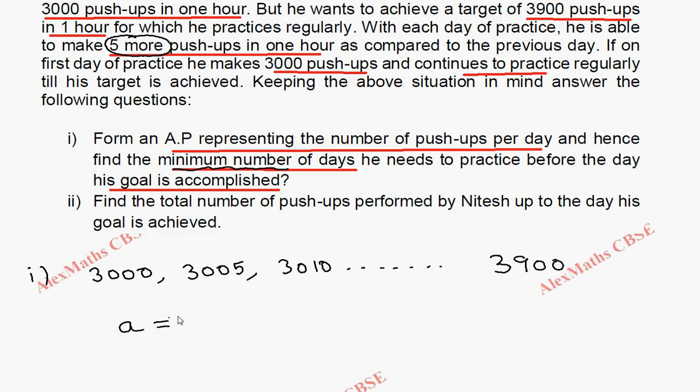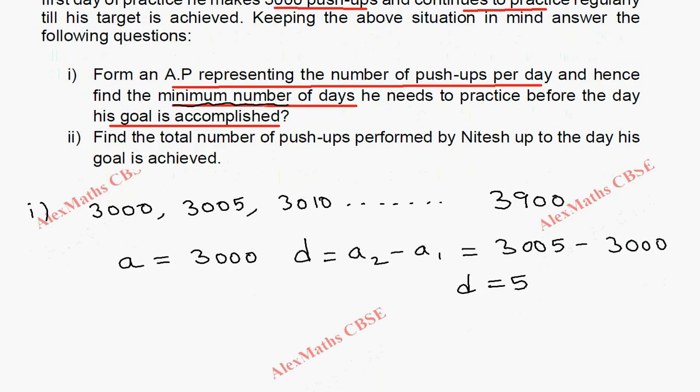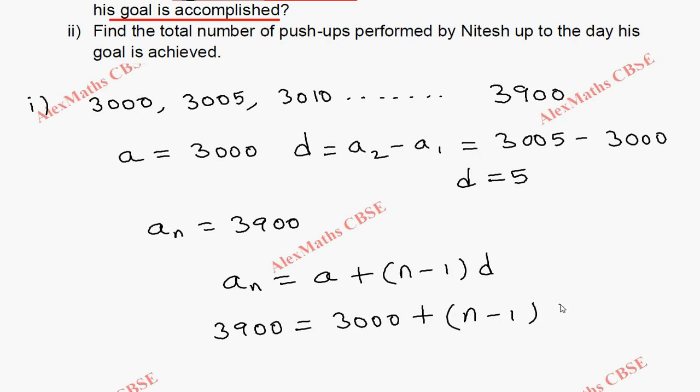This is an AP where the first term is 3000 and the common difference is second term minus first term, which is 3005 minus 3000. After subtraction, the value of d is 5. And the value of an is the last term, which is 3900. We're going to write the formula an equals a plus n minus 1 into d. an is 3900, the value of a is 3000, n we have to find out, and the value of d is 5.